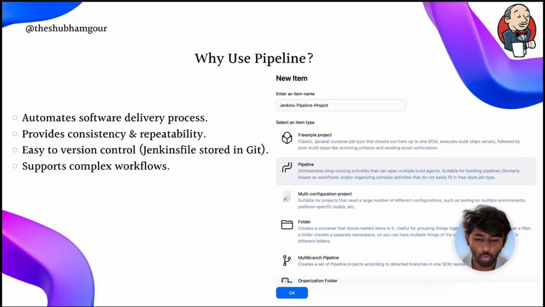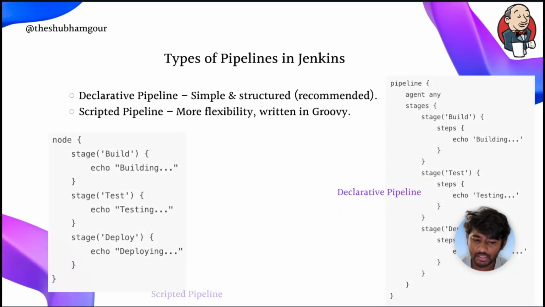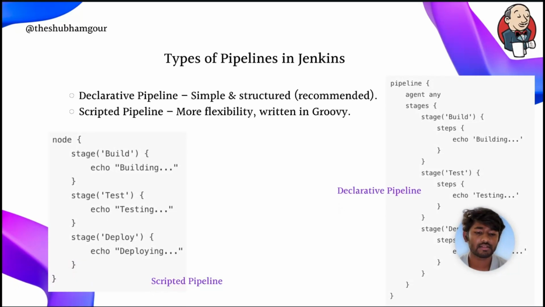We are going to see both the declarative and scripted pipelines so that we have clarity on how things work. Basically, we consider pipelines because if there are complexities in building the application, deploying and pushing it, all those things can be written over here.